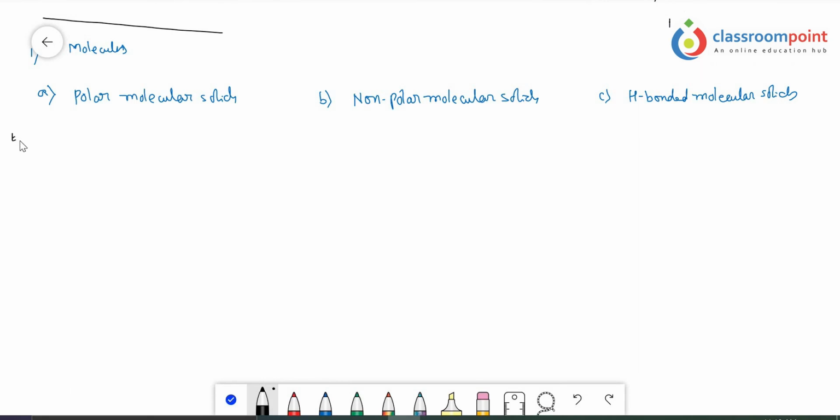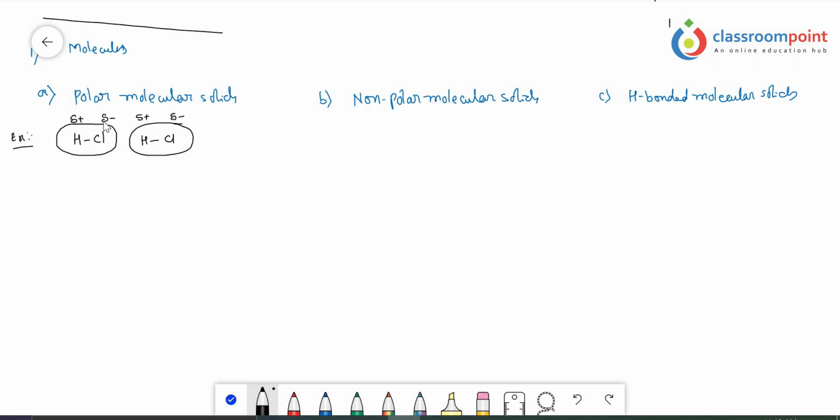Polar molecular solids. First of all, let us take an example, then you can understand what these polar molecular solids are. If you take an HCl molecule, this we have already discussed in the states of matter. In HCl, there is a covalent bond between hydrogen and chlorine, and the electronegativity of chlorine is more than hydrogen. Hence, chlorine tries to attract the shared pair of electrons more towards its side. As a result, chlorine gets a partial negative charge, hydrogen gets a partial positive charge. When you take another hydrogen chloride, here also chlorine gets the partial negative charge, hydrogen gets the partial positive charge.